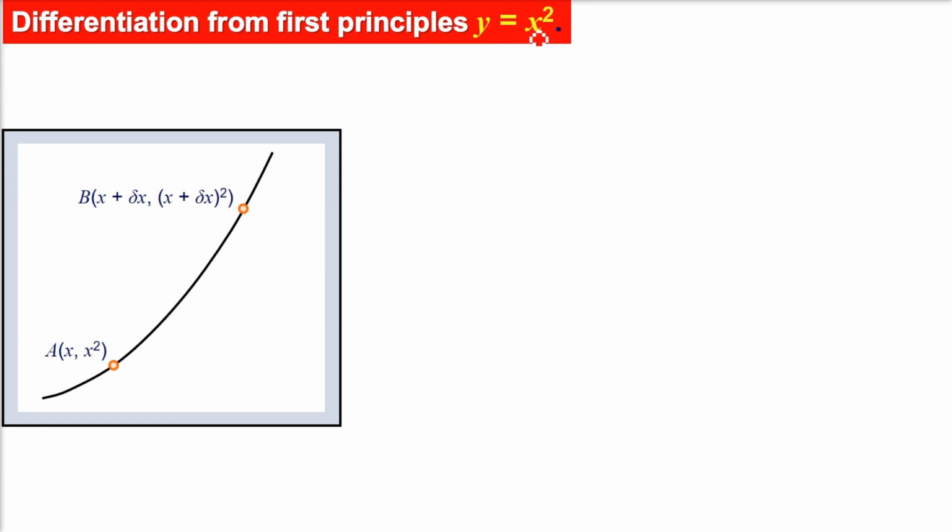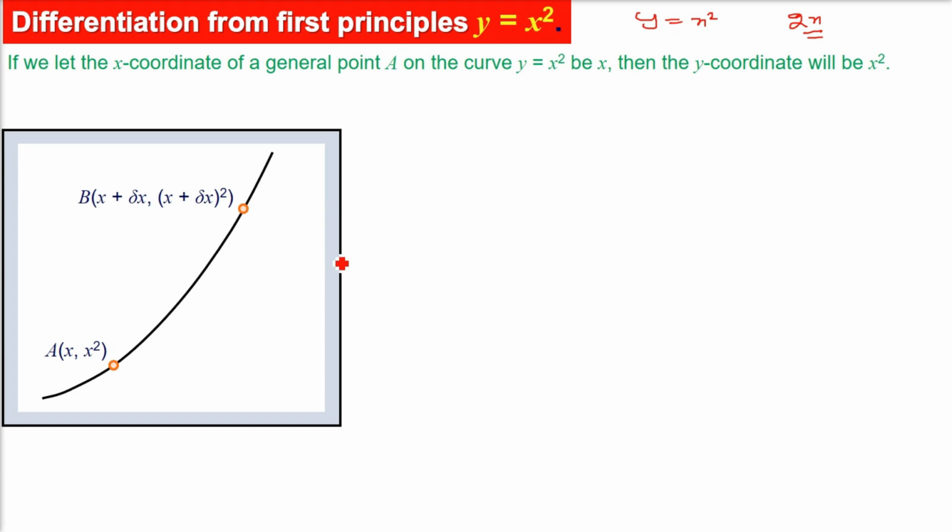Differentiation from first principle of y equals x square. So all the differentiation results can be found using the first principle. We'll take an example of y equals x square. Now the differentiation of y equals x square is 2x. From where has this 2x come? How did we get this 2x?